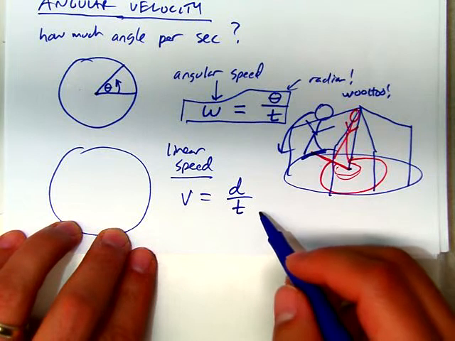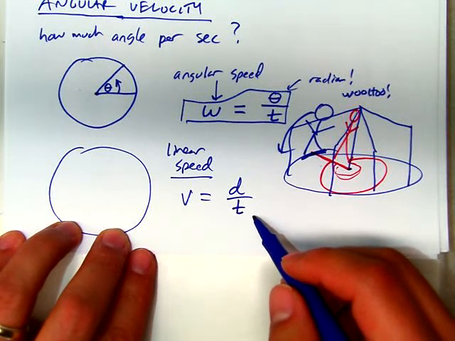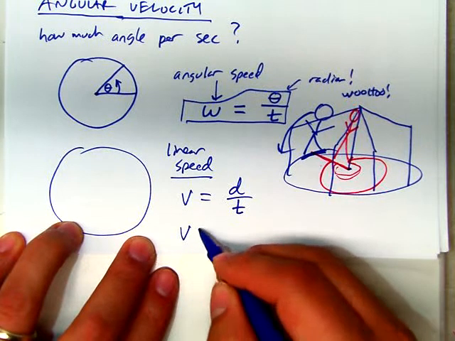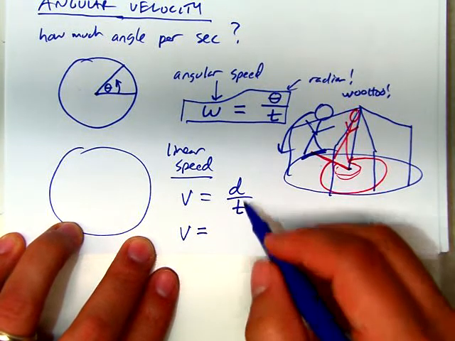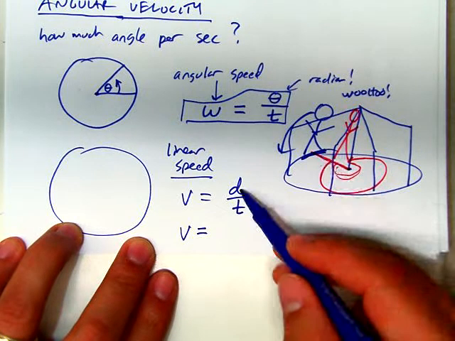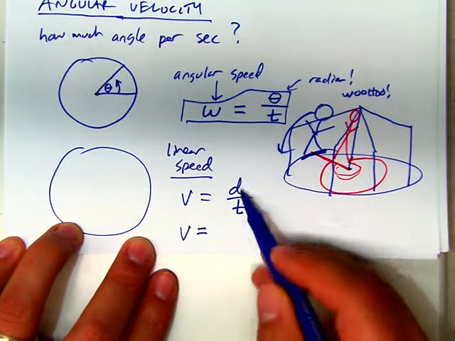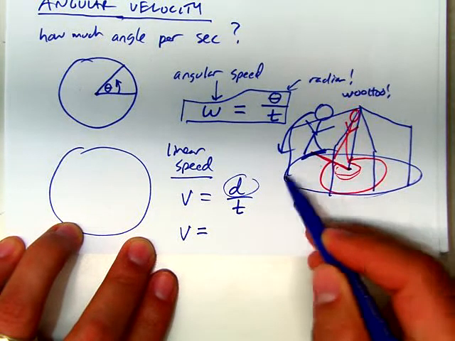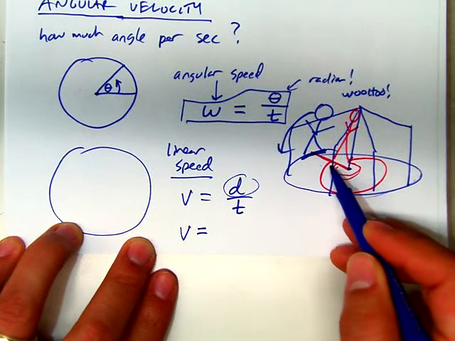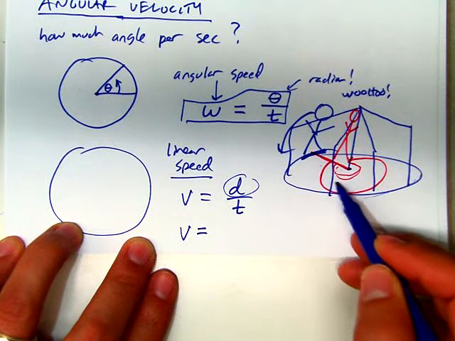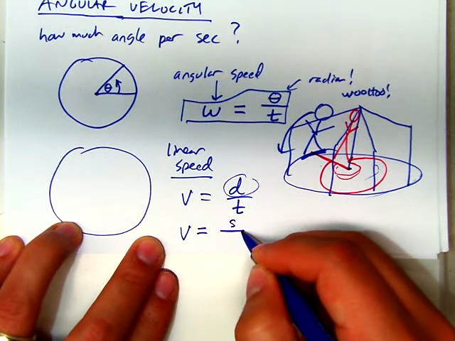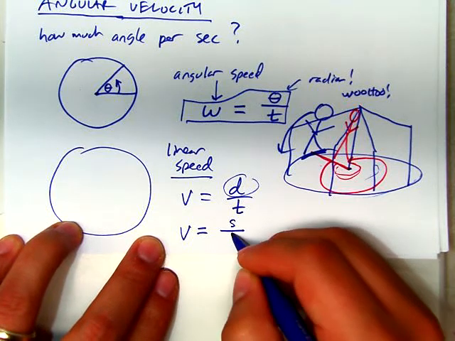Okay? And now, one way to link the two is to think, alright, well, if I want linear speed for this person on the outside, this distance is actually going to be an arc length that corresponds to this bigger circle on the outside. Or if I'm interested in this person that's on the inside, it's going to be a smaller arc length. Regardless, this d is really s for arc length over t.